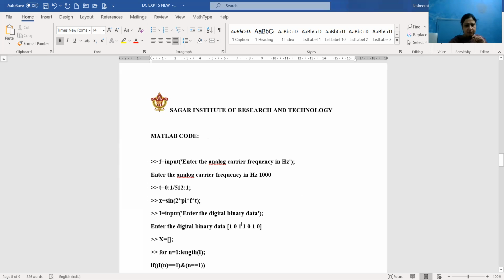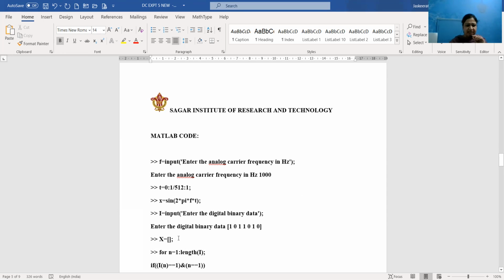Then we will introduce the message signal, which is the binary data. For that, I'll write the command i = input('Enter the digital binary data'). Now it will ask for the digital binary data. I'll write it as a sequence of 1s and 0s. So here I have written the binary data as 10111010.